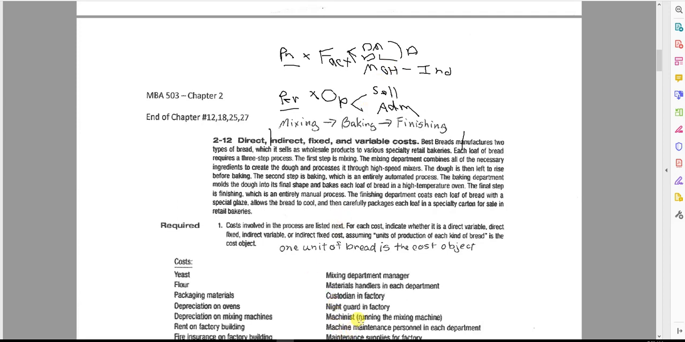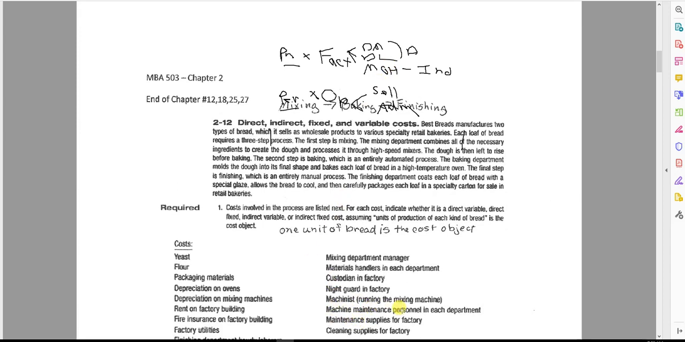Maintenance personnel. Maintenance personnel are factory, so they're product costs, but they don't touch the product, so they're manufacturing overhead, probably fixed. Maintenance supplies for the factory, it's a product cost, manufacturing overhead, probably variable. Again, some companies would consider this fixed, that they buy a certain amount every year. But if you really think through it, the more bread you make, the more maintenance you would need, like oil for the machines, etc. So it would be variable.